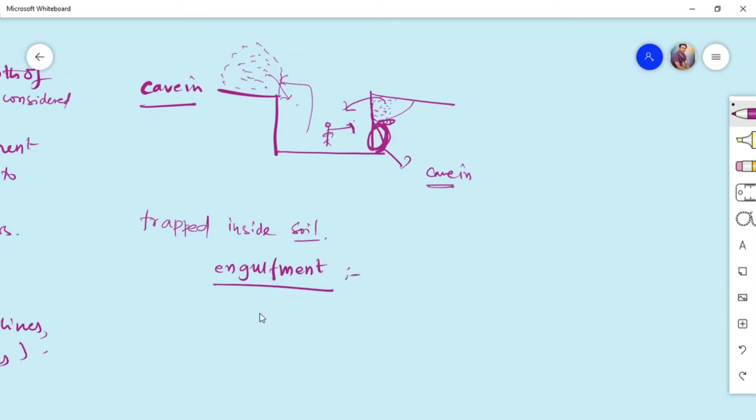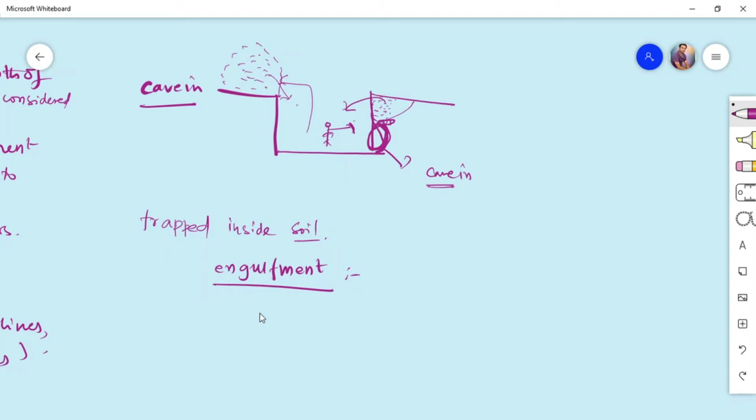Okay, this particular consequence is called engulfment. First, because of the weight on his chest, his heart will not beat and he will not be able to breathe because of lack of oxygen. Two things. So, he has to be rescued immediately, as quickly as possible. Okay, this is the point.